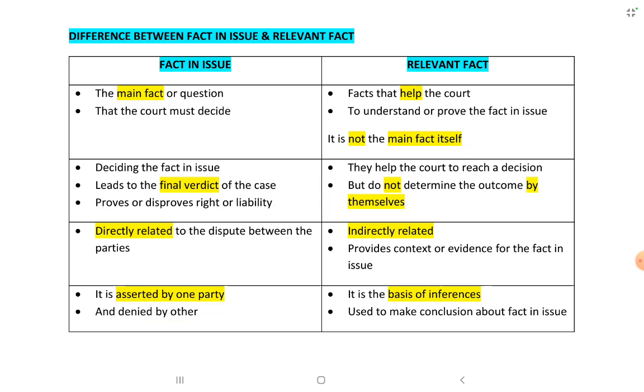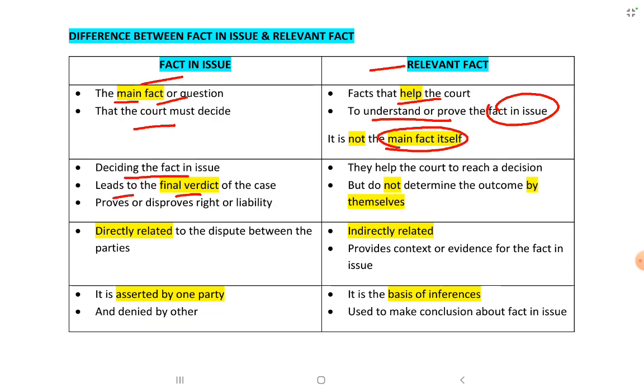Now the differences between them, fact in issue and relevant fact. Fact in issue is the main fact or question that the court must decide. Relevant facts are facts that help the court to understand or prove the fact in issue. They are not the main fact itself. Next point, deciding the fact in issue leads to the final verdict of the case. It proves or disproves right or liability.